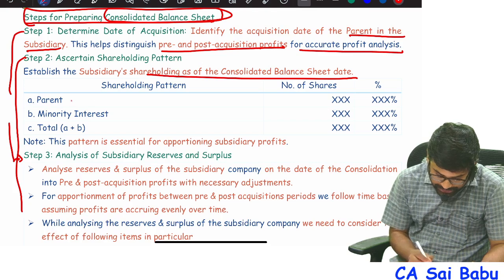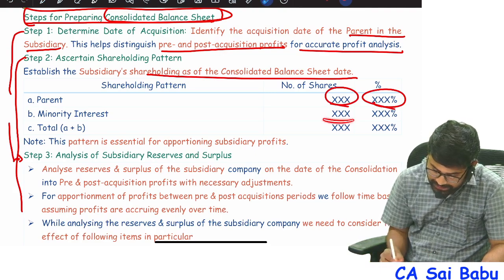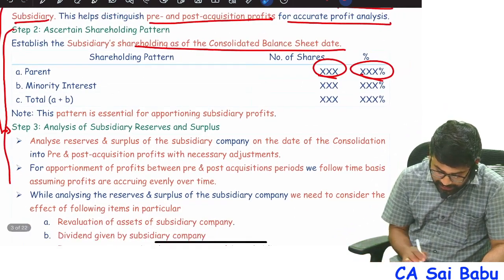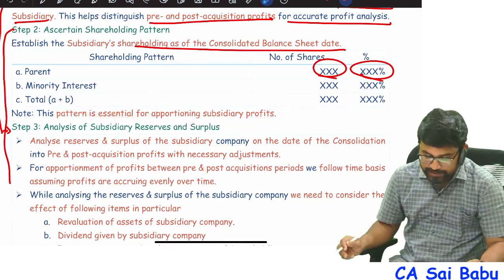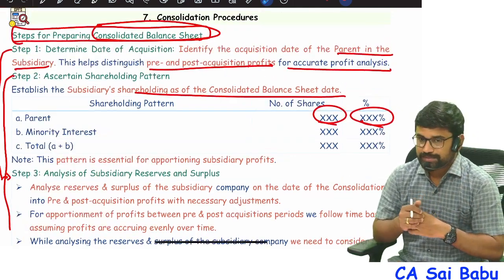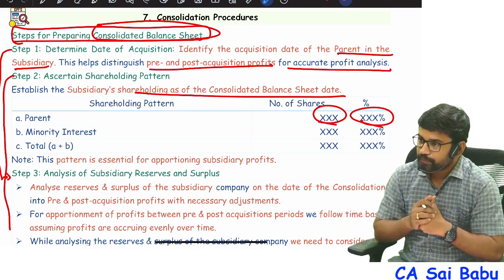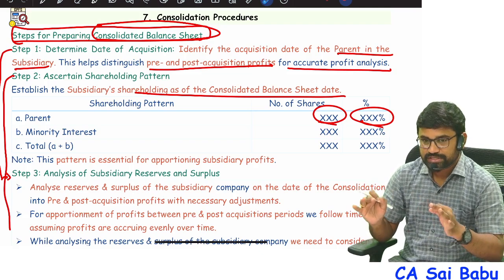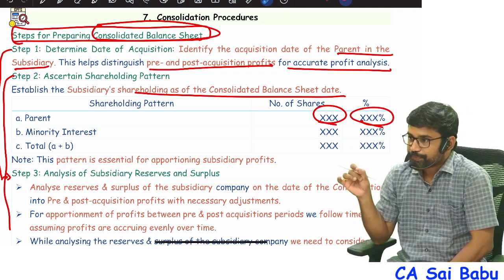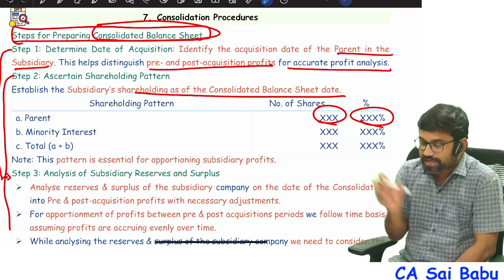Okay. So see this: parent company, number of shares, percentage of holding. Minority interest, number of shares, percentage of holding, total. And this pattern is essential for apportioning the subsidiary profits. So tell me, whenever you want to do the consolidation of subsidiary company, when you want to prepare the consolidated balance sheet, what is the first step? Date of acquisition. Always first in the problem, see what is the date of acquisition. Why date of acquisition is necessary? Because to analyze the profits of subsidiary, this date of acquisition is important.